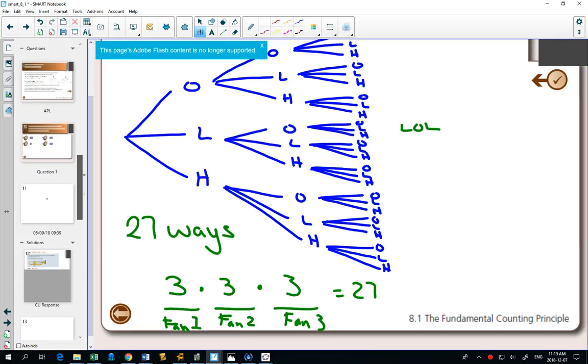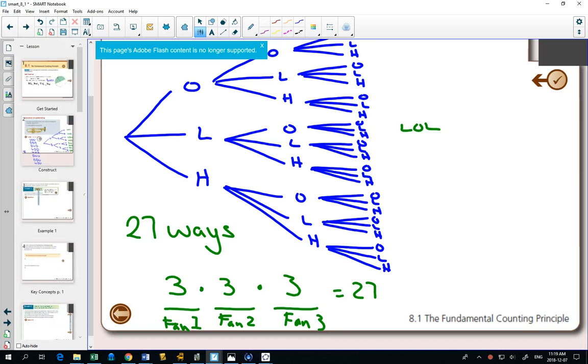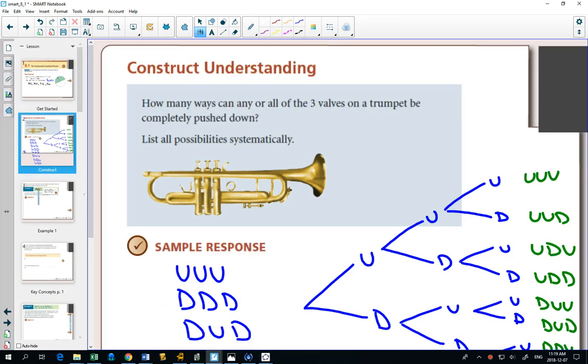Let's go back to our trumpet example. How many decisions did you have to make? 3. Valve 1 had how many choices? 2, 2, 2.